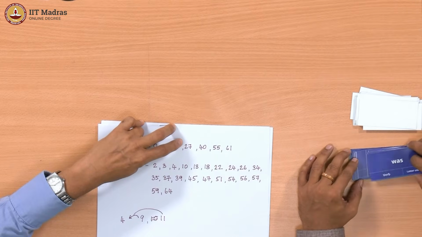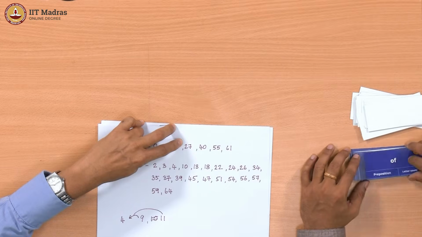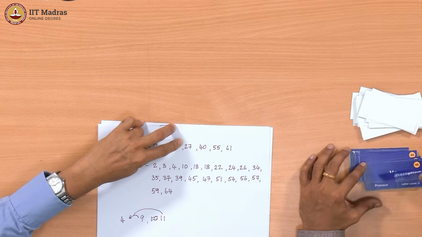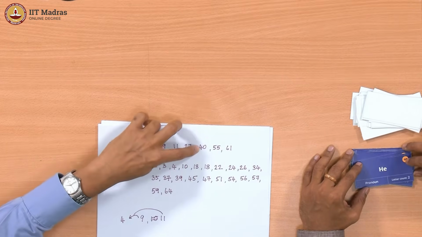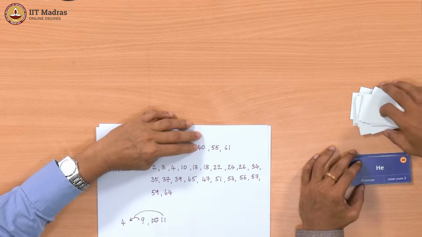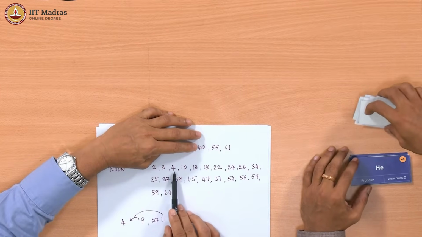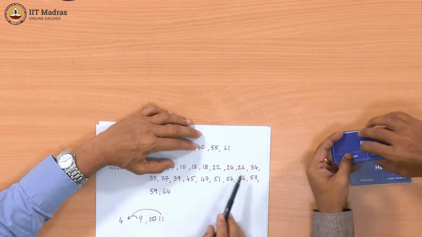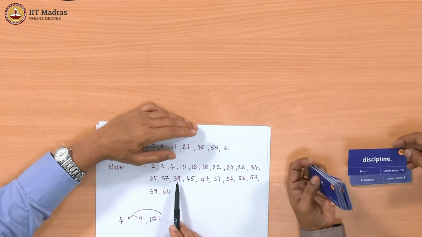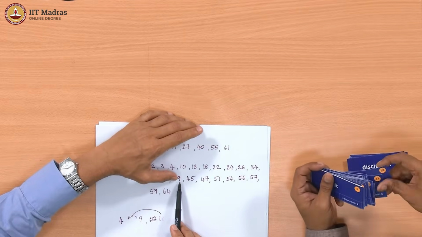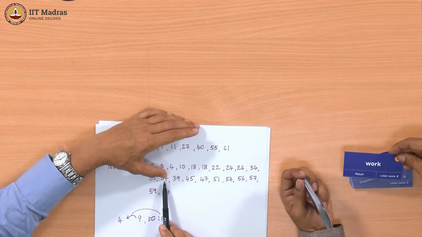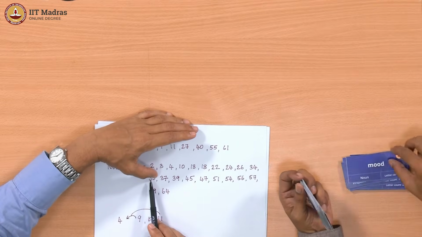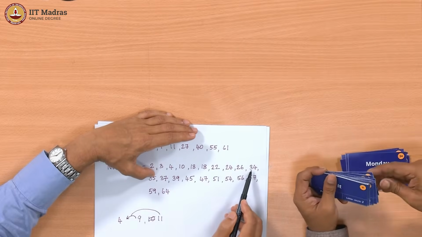40 is he. So there should be something close to 40. We have to go back and search for 40. It's obviously beyond 4 because 4 is where we were. But we go and then 39 is the nearest one. 39 is discipline, so ruled out. 37 is work, no. 35 is mood, no. 34 is Monday.